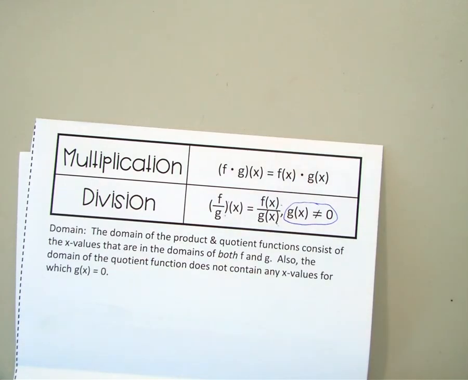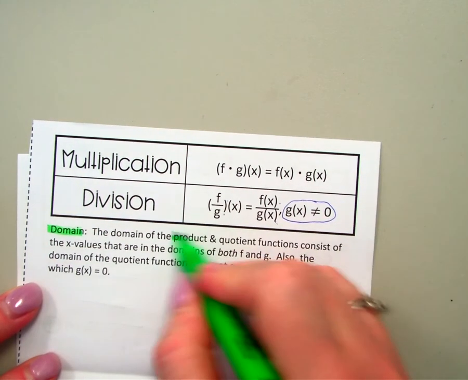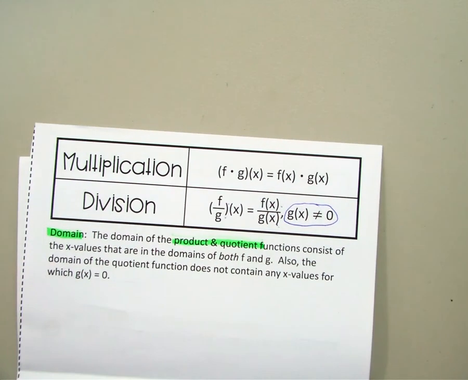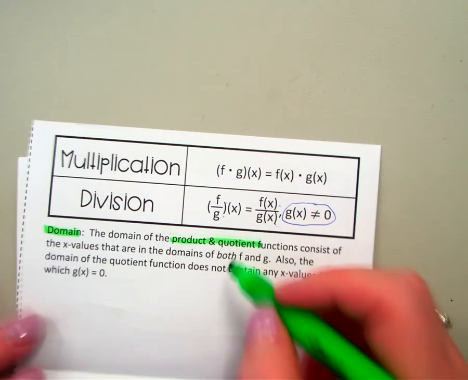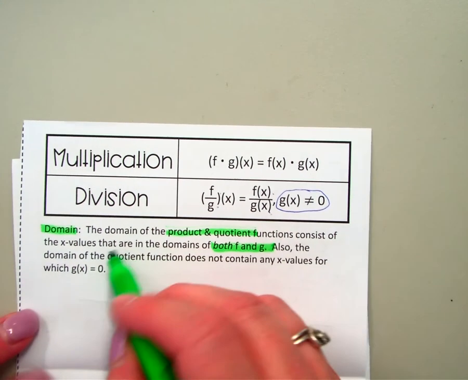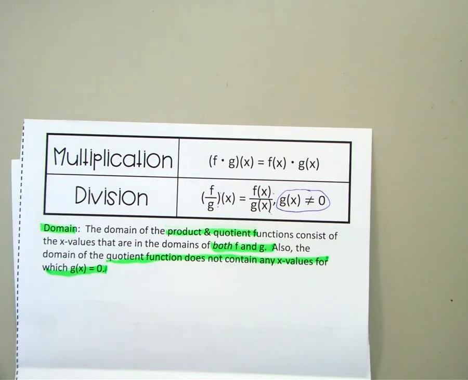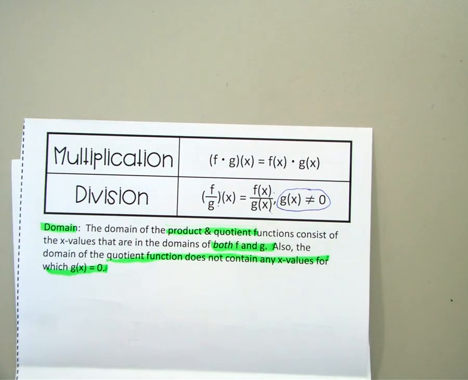So this one, let's read our little note about the domain here. It says the domain of the product and quotient of functions consists of the x values that are the domains of both. So again, it's what's in both. But you also have to keep in mind with quotient, it cannot contain any x values that make the g of x, so the denominator function, equal to 0. We can't have that. That's not allowed. So it would be whatever's in both except when dividing, whatever makes that denominator a 0, we can't have.